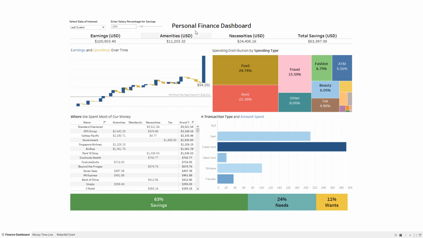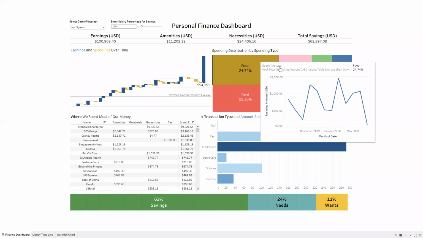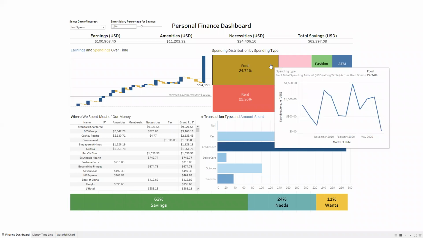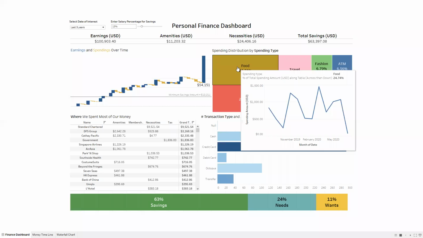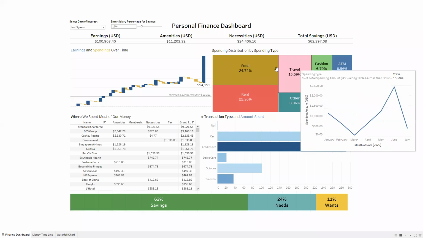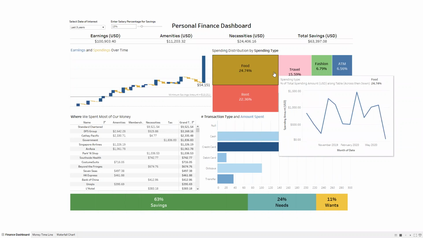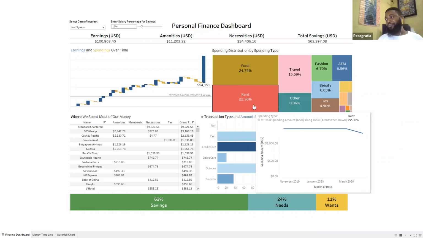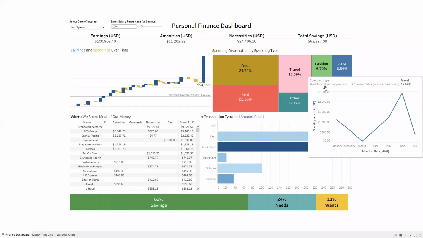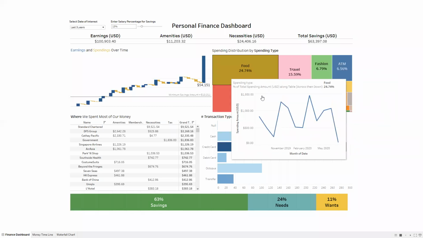So it's the same thing here, right? You see your earnings in USD, amenities, necessities, savings. You see the breakdown, the spending distribution by type. On Power BI, it was a donut chart. Here it's a tree map. Anyway, you can see it's just the same information. You can see food representing 24%, rent 22%, travel 15%. You can just see this breakdown.